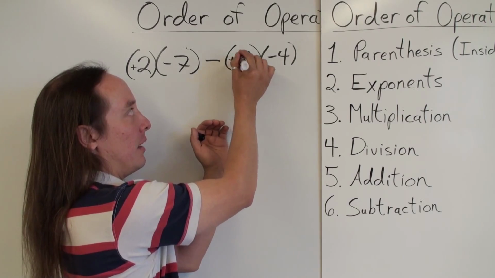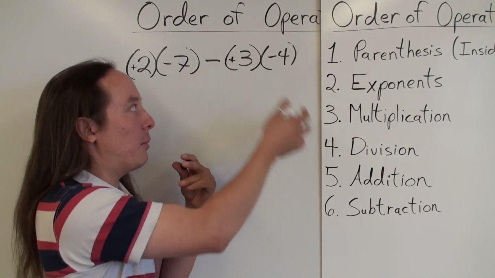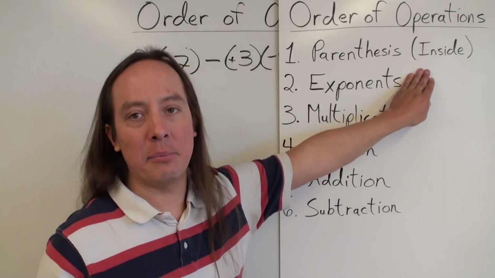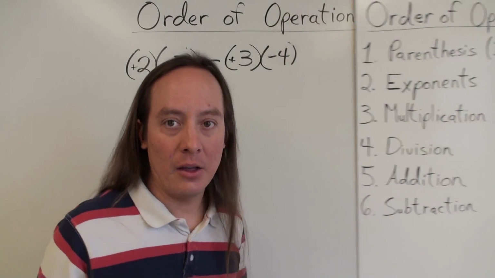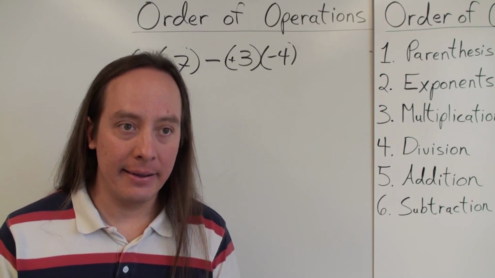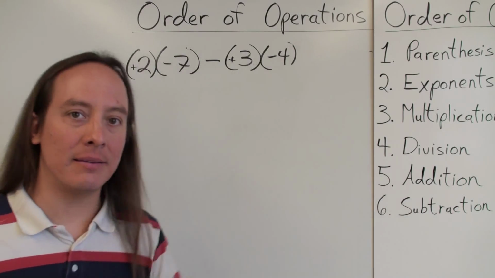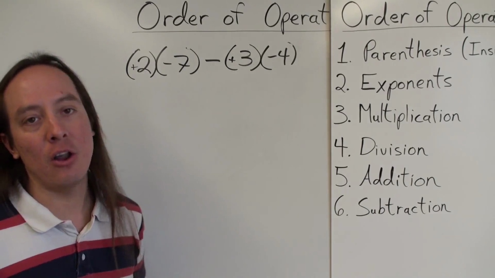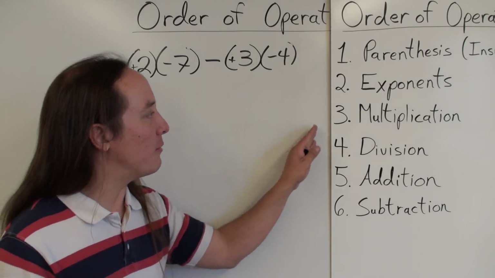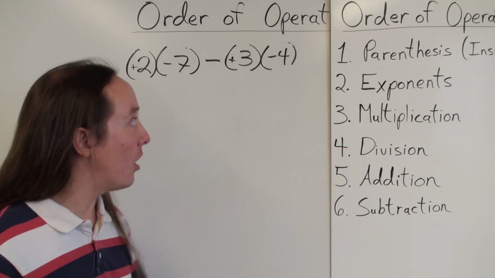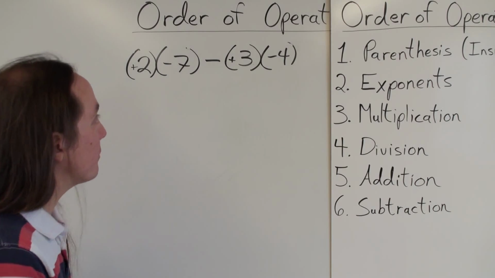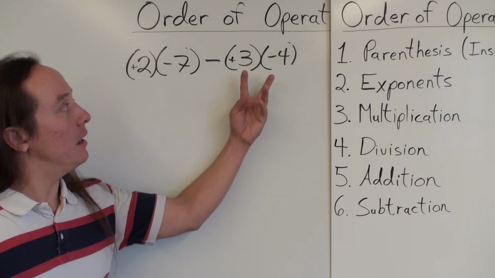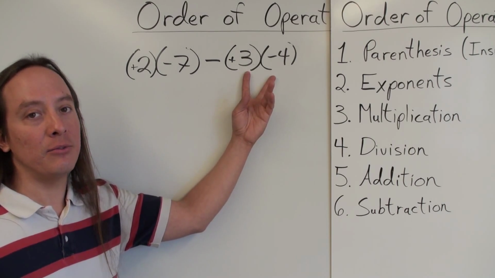Or maybe I can put the sign there if I want to see it. Same thing with the minus 4. This is what I meant. If there's nothing inside the parentheses other than just a number and its sign, I can't do anything. I've got to go to the next step. All right, so exponents. Do I have exponents? No, there are no exponents in this problem. Do we have multiplication? Yes, there are 2 multiplications. The first one being 2 times -7, and the other one is 3 times -4.